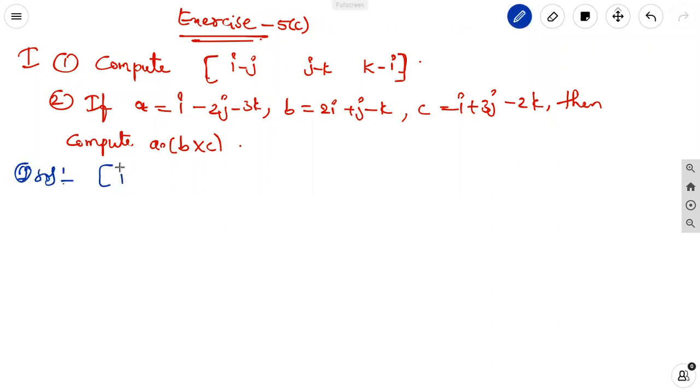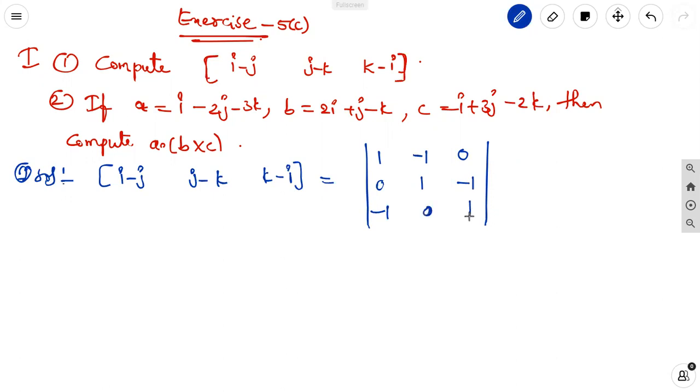The first solution: if they have given it in closed brackets, it means we can find the volume. That is the volume of the three vectors i minus j, j minus k, k minus i, which is the determinant of the three vectors. The i coefficient is 1, j coefficient is minus 1, k is 0; i is 0, j is 1, k is minus 1; i is minus 1, j is 0, k is 1.